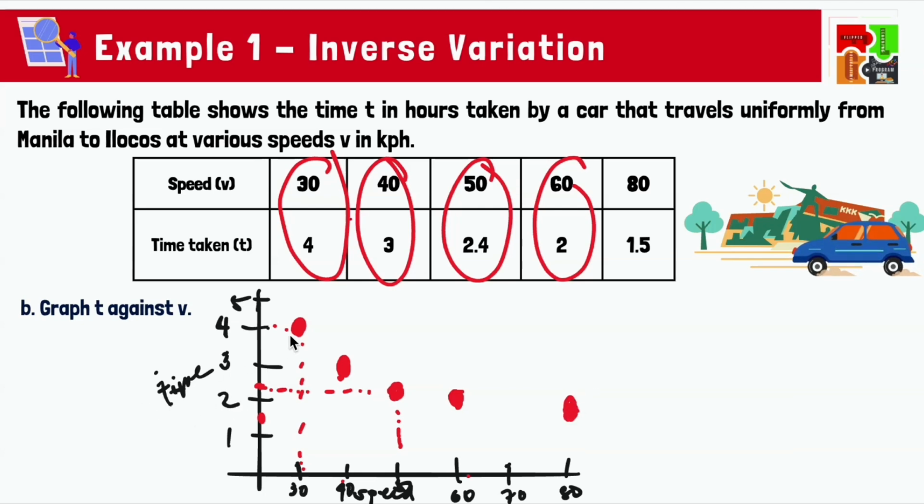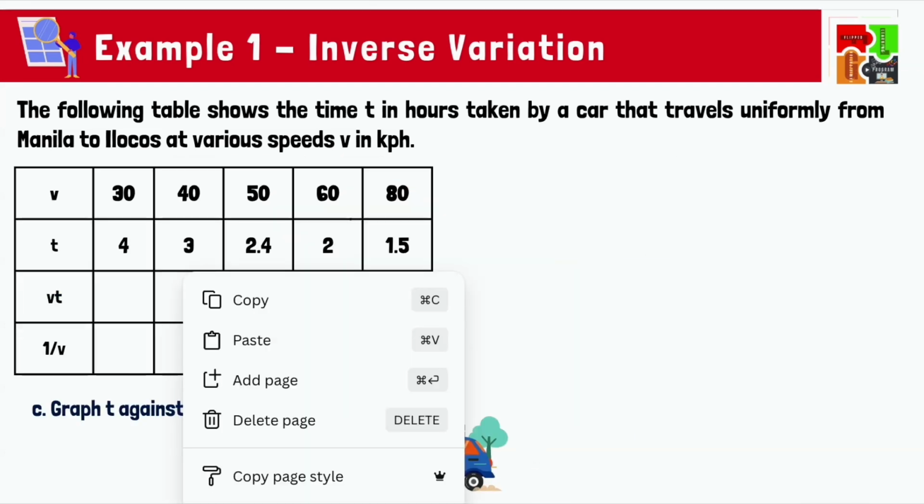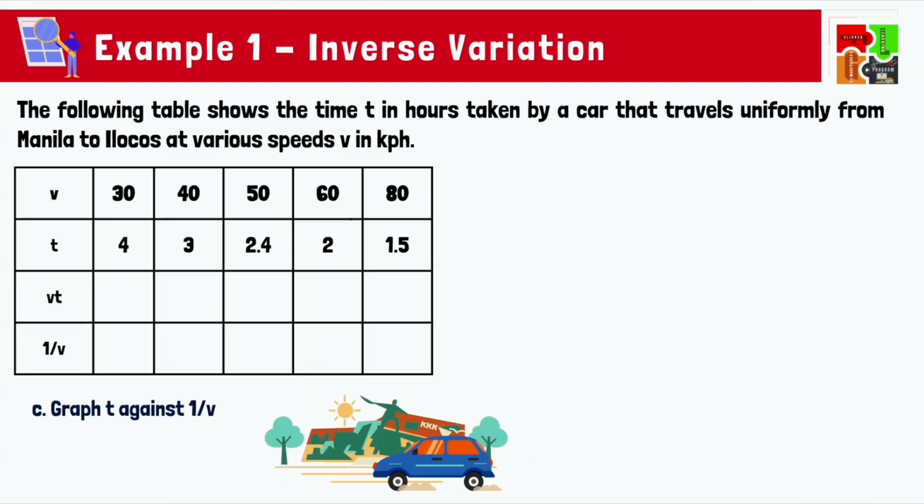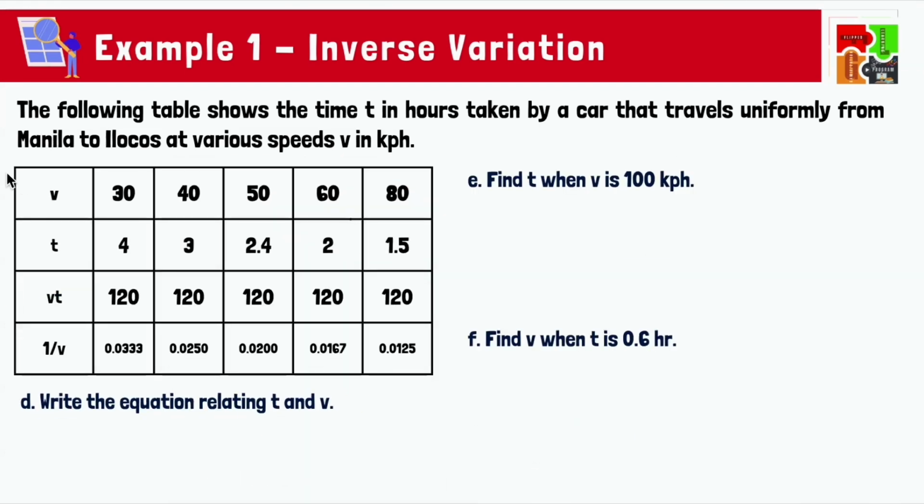So, as you can see, the graph looks like this. Actually, extended yan. Okay? Hindi siya straight line kasi magkaiba kasi ito, no? We are looking for the graph of T against V pa lang yan. So, this is a graph for this particular inverse variation. Okay? Now, for us to graph this particular letter C, ito na yung kaninang ginawa natin. Okay? So, I just want to copy this one.